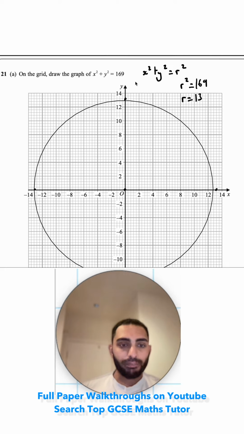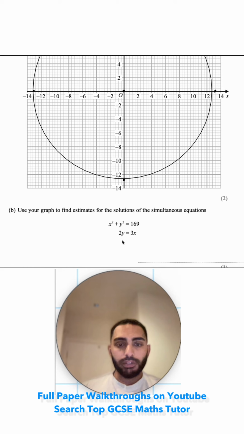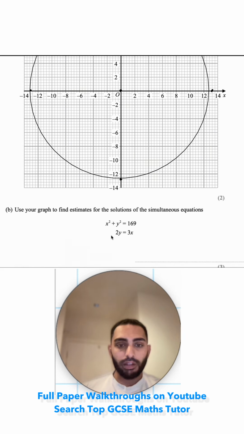Use your graph to find estimates for the solutions of the simultaneous equations x squared plus y squared is equal to 169, and we've already drawn that on. And then we've got 2y is equal to 3x. I'm going to rearrange this, so we've got y is equal to something. We need to divide both sides by 2, so y is equal to 3 over 2 x. That's my gradient. So one of the points is going to be at 0, 0 because there's no y-intercept.